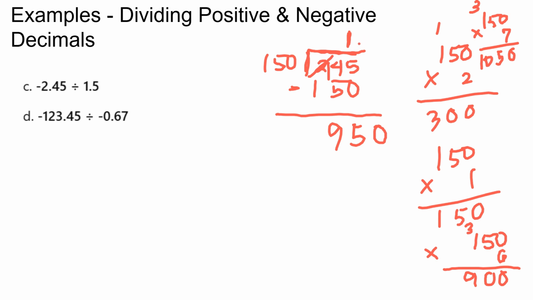So we're going to put a decimal. I almost forgot to put a decimal point right after 1. There's a decimal point, so this will now become 6. Why is it 6? Because as I said, if I multiply 150 by 6, we have 900, and it's closer to 950.